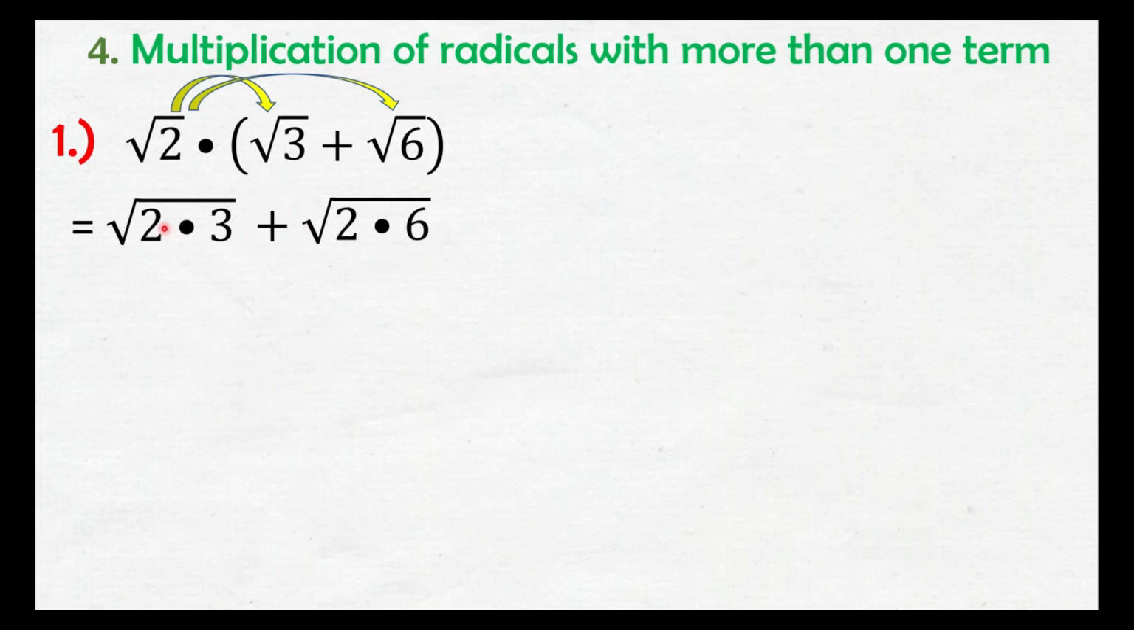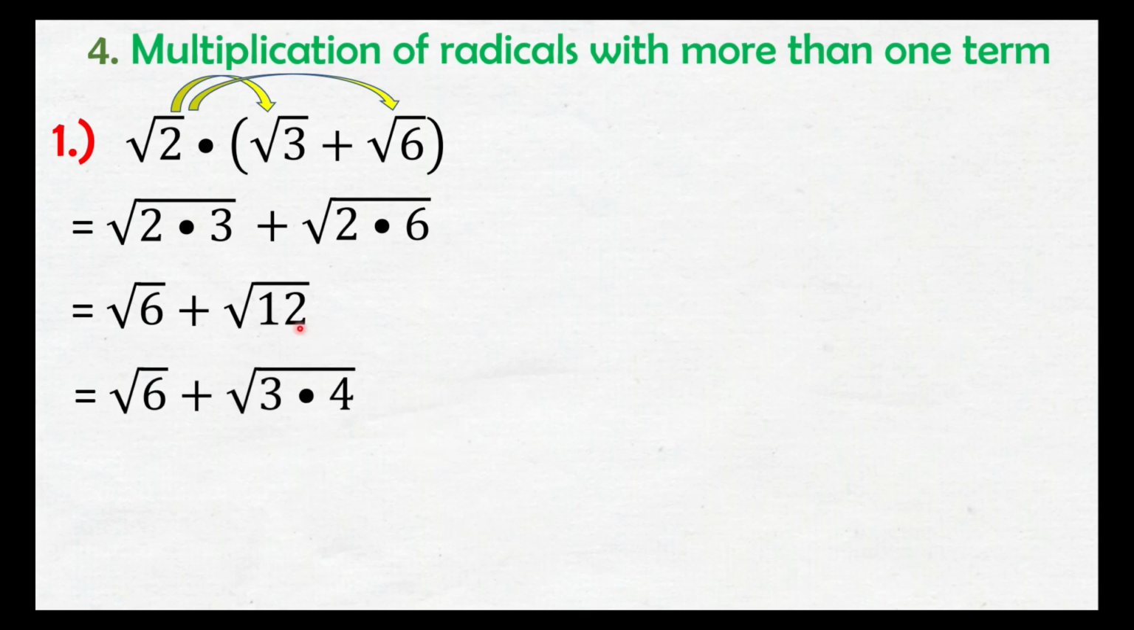And then, simplify lang natin 2 times 3, 2 times 6. 2 times 3, that is 6. And 2 times 6, that is 12. And then, si 12 hindi siya perfect square, pero meron siyang factor na perfect square, which is 4. So, 3 times 4, that's 12. And si 4, malalabas natin sa loob ng radical sign. So, makuha natin ay square root of 6 plus 2 square root of 3. Itong 2 na ito, galing siya kay 4. Square root of 4, that is 2. So, ito na yung final answer natin. Square root of 6 plus 2 square root of 3.